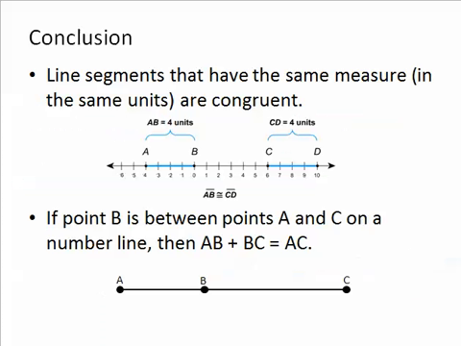So in conclusion, line segments that have the same measure in the same units, so make sure we're talking feet to feet, inches to inches, miles to miles, are congruent. If point B is between points A and C on a number line, then AB plus BC equals AC.